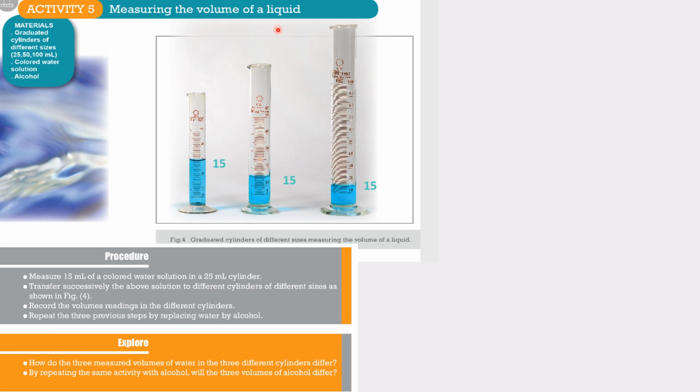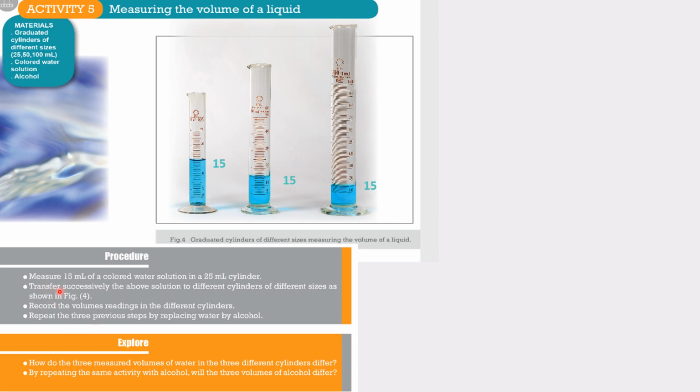Activity 5. Measuring the volume of a liquid. The materials used here are graduated cylinders of different sizes, 25, 50, and 100 ml, colored water solution, and alcohol. Three graduated cylinders of different volumes, 25, 50, and 100. Measure 15 ml of colored water solution in a 25 ml cylinder. We put 15 ml of water in the first graduated cylinder.